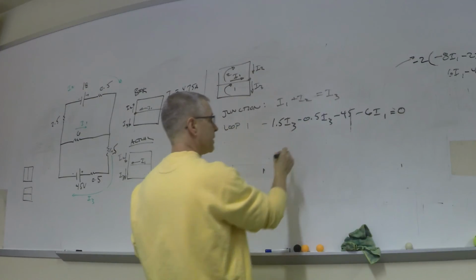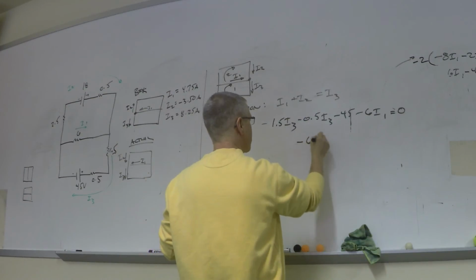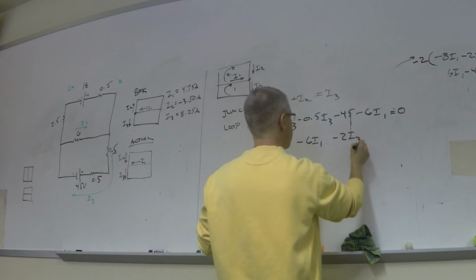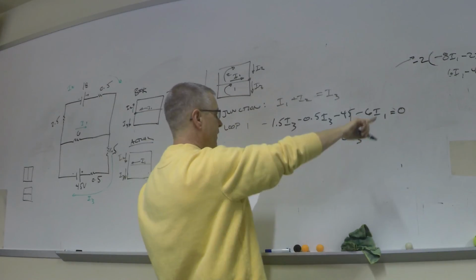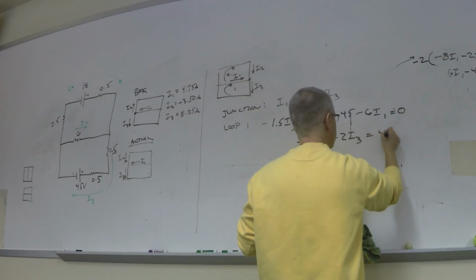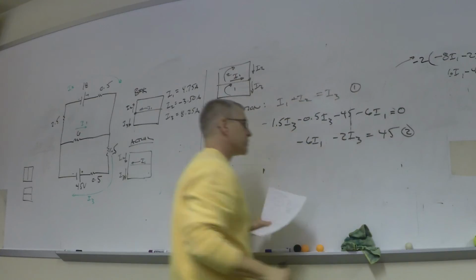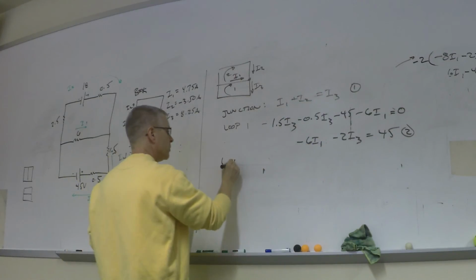Let's clean that up a little bit. I've got minus 6 I1s. Altogether, I've got minus 2 I3s. And that 45 gets stuck to the other side of the equal sign. Here's my second equation. My junction's my first equation. Loop 2.